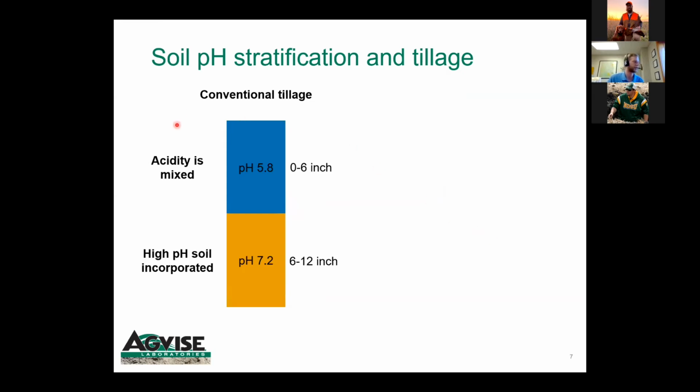In conventional tillage, if we were incorporating the top 4 to 6 inches every year with a chisel plow or a field cultivator, we end up mixing that acidity, and it is quite distributed across that 0 to 6 inch depth. The other thing is, if you have erosion, you also start to pick up some high pH subsoil from down low, which helps kind of moderate some of the effects of acidification up top.